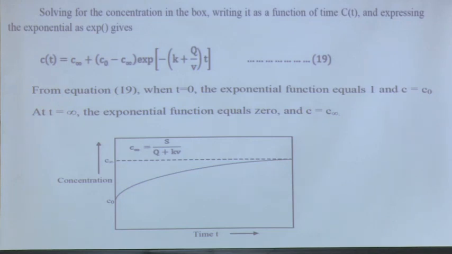Because at t equal to 0, C of t should be C0. Now, when t is equal to 0, what will happen? This exponential function equals 1. So, what I am left with is C infinity plus C0 minus C infinity, which is equal to C0. So, it satisfies my initial condition. And at t equal to infinity, C should be equal to C infinity.